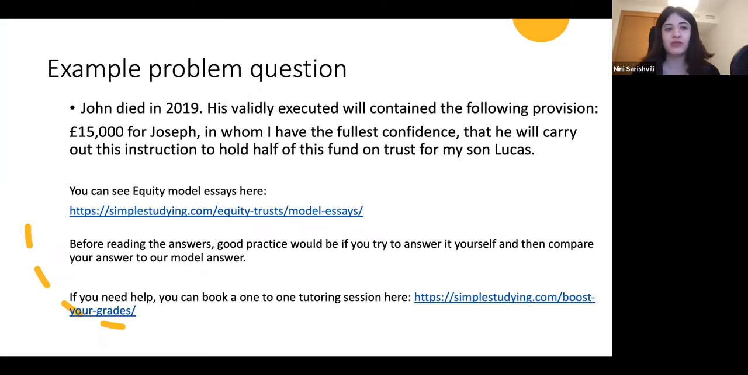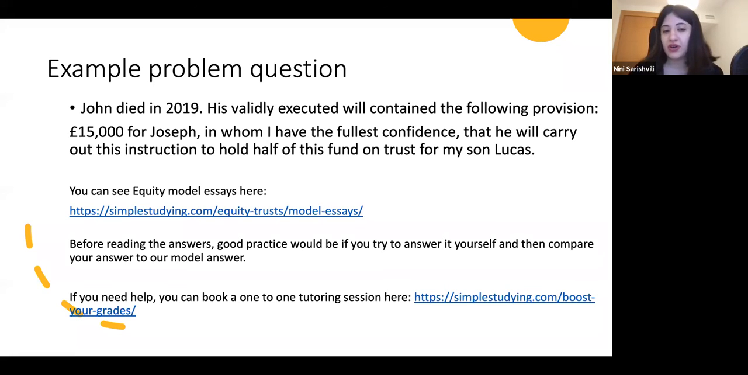Example problem question. John died in 2019. His validly executed will contained the following provision: 15K for Joseph, in whom I have the fullest confidence that he will carry out this instruction to hold half of this fund on trust for my son, Lucas. So this is the kind of problem question you will probably get for three certainties. It's important that you have a look at our model answers to see how to answer this kind of question.